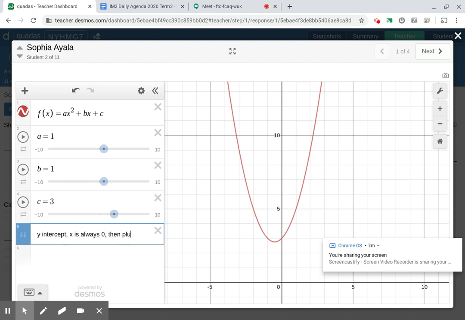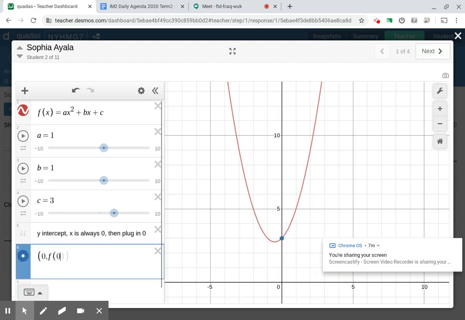Then plug in 0. Okay. So if you just look at my screen, for the note, you're going to say the y-intercept, x is always 0, then plug in 0 to get the y. So to get the y-intercept, underneath that, you're going to put parentheses, you're going to put 0, comma. Now we're going to plug in 0 by saying f of 0. And that will make a point right on the y-intercept, right on the y of the graph.